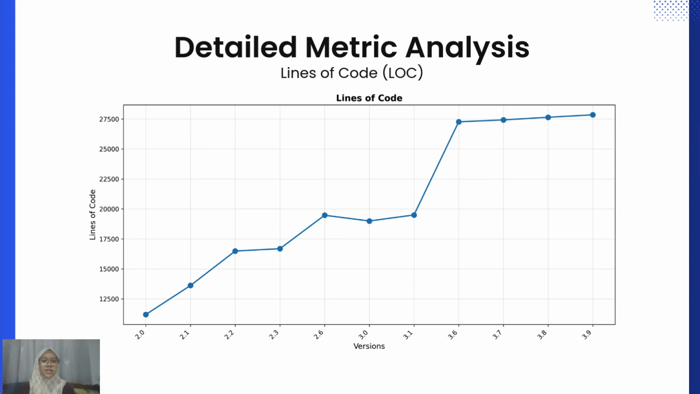Okay, here is the trend for the lines of code metric. Overall, it shows a 148.7% increase from version 2.0 to version 3.9. The increasing LOC trend indicates continuous feature addition and code expansion. The slight decrease at version 3.0 suggests code cleanup and refactoring during the major version transition.